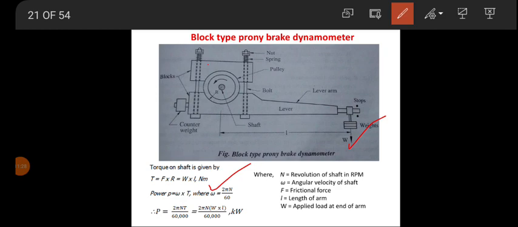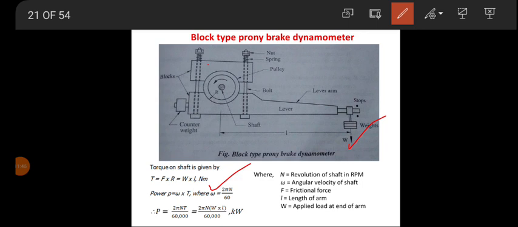For finding the torque, we record how much load is used, and by recording the weights and distance we easily find the torque equal to force into distance. In this way we find the torque by using the brake dynamometer.